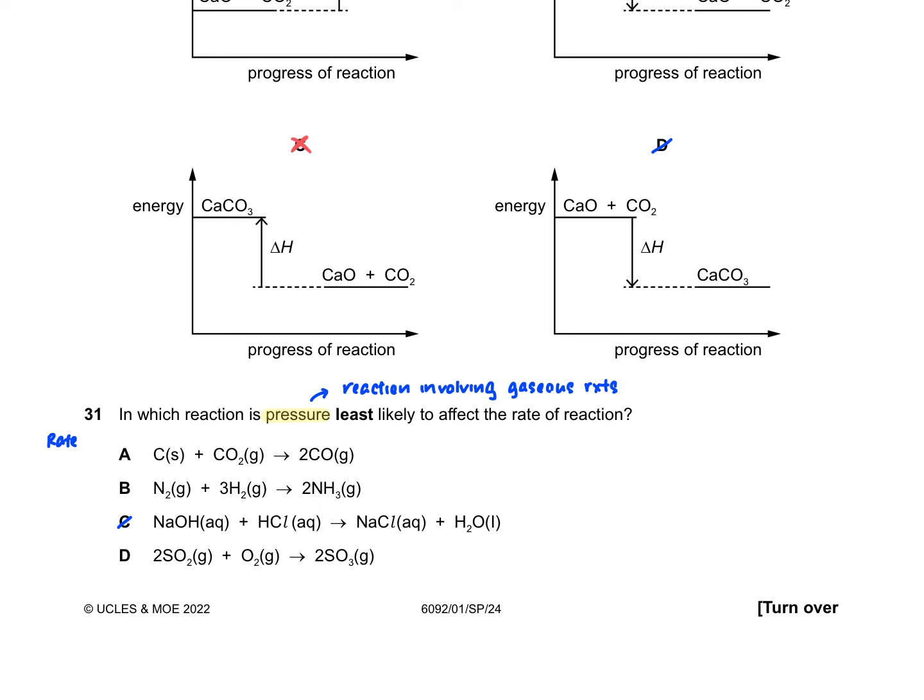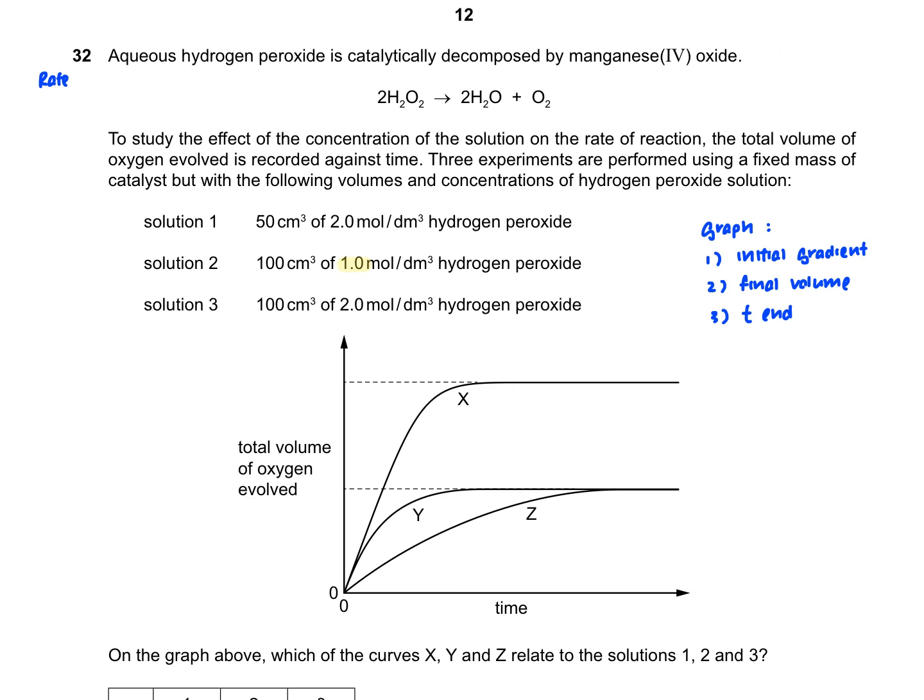So if a reaction does not involve gaseous reactant, changing the pressure would do nothing to the rate of the reaction. So in this case, if we are looking for a reaction where pressure is least likely to affect, it means that the reactants do not involve any gas, and that would only be option C.